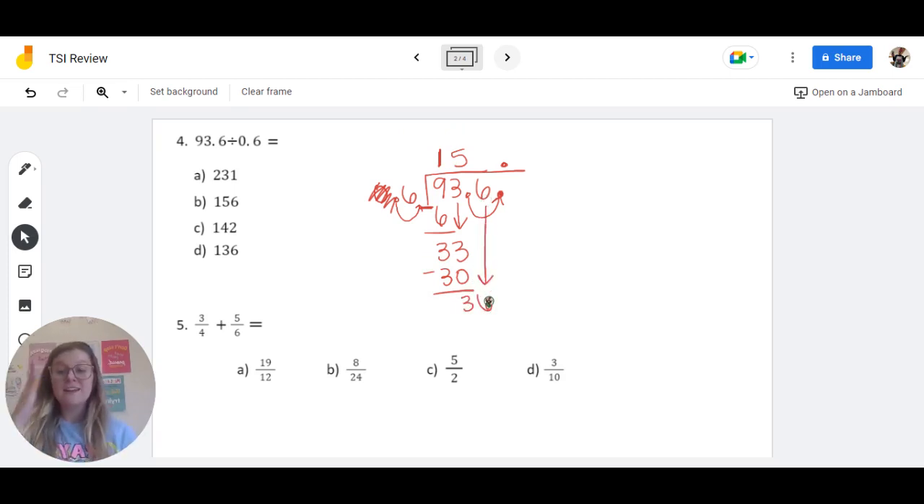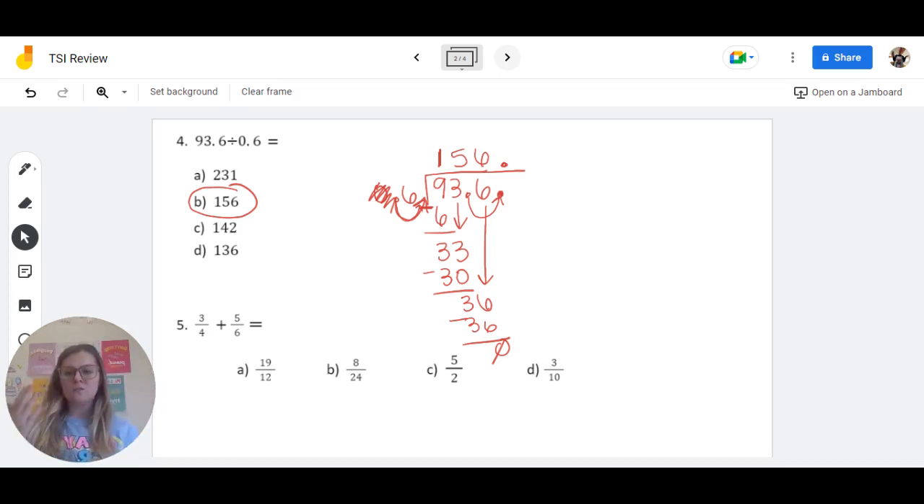Start it over again. 6 goes into 36 6 times. 6 times 6 is 36. Subtract. We have 0 as a remainder, so that means it is a perfect answer here. So my answer choice is 156. Make sure when you're dealing with decimals that you move over the decimal to make sure that number on the outside is a whole number, and then you do the same amount of moves for your decimal on the inside.